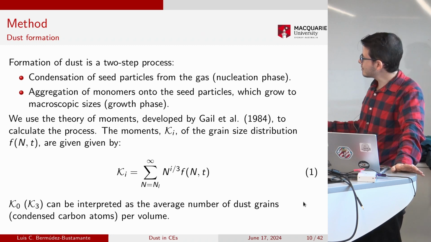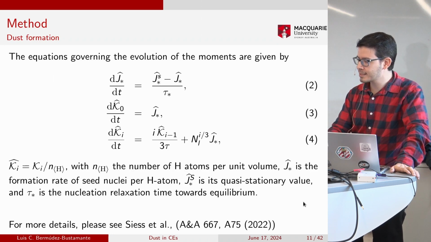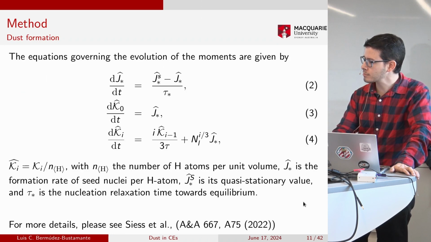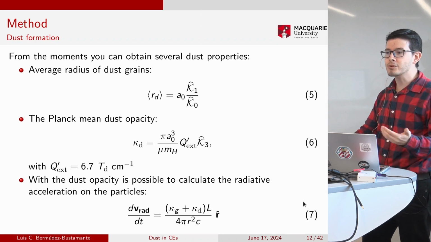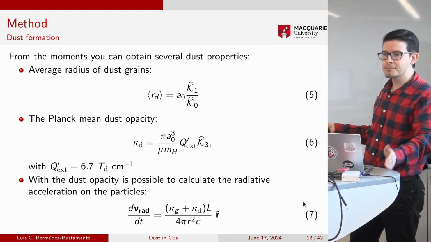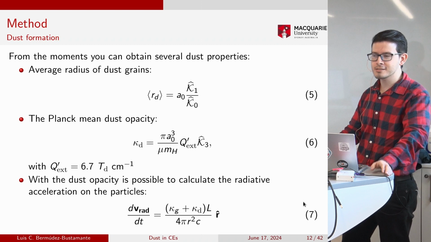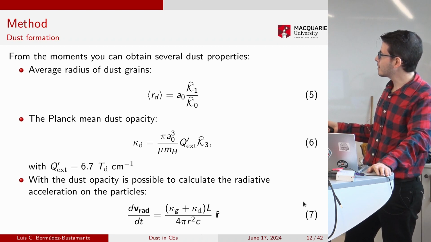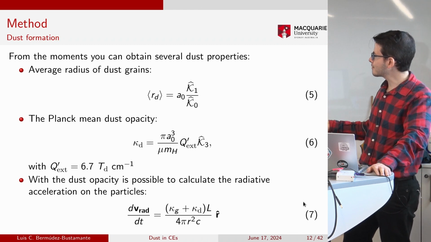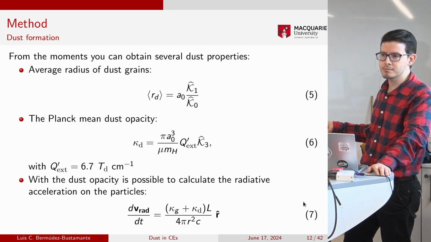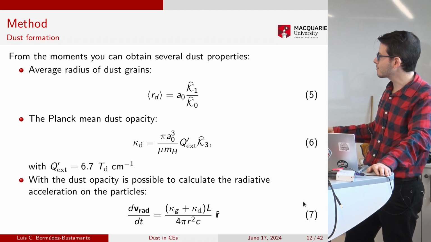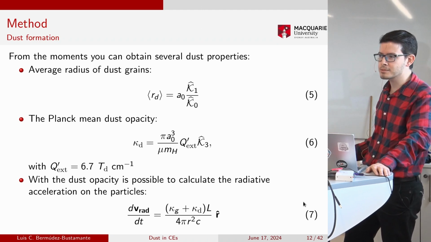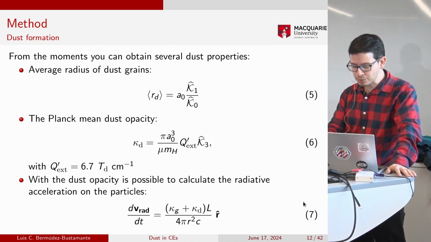The key point of these moments is that you can calculate properties of dust. For example, the average radius of the dust particles, assuming that they are spherical, you can have by dividing the first moment by the zeroth moment. Or for example, the Planck mean opacity, taking the K3 moment. And with this opacity, you can calculate the radiative acceleration of the particles, given by equation 7. Yeah, so these moments are really important.